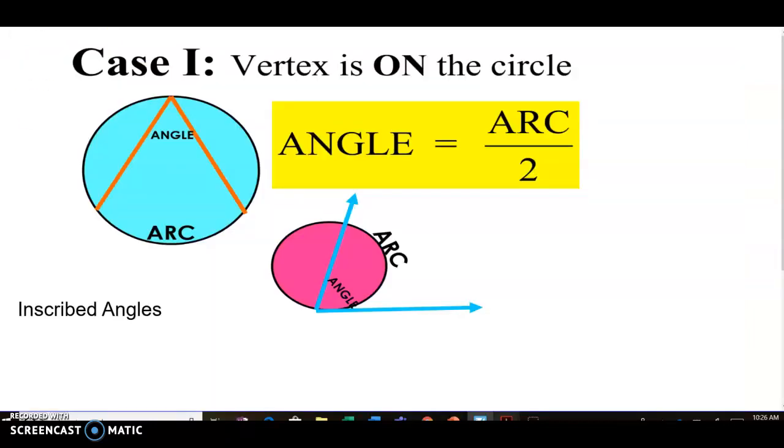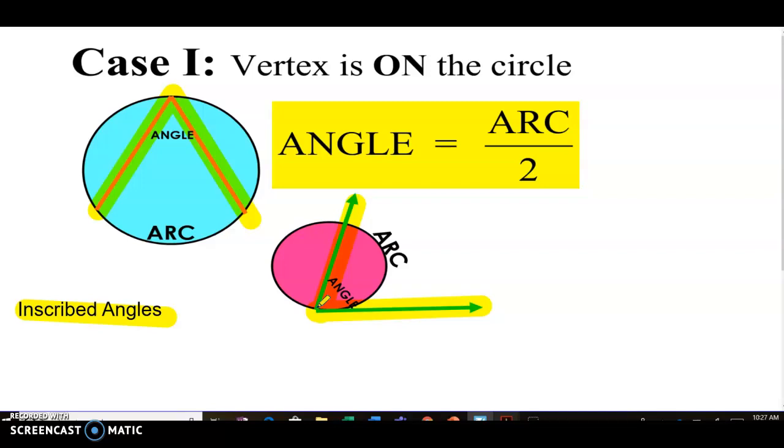So this is our main vocabulary for the day, the inscribed angles, and that means that our vertex is on the circle. So as you can see, the vertex, the corner of that angle is right here, which is on the circle. They can also look like this, where we have a secant and a tangent, and we create an angle right here, but the vertex of that angle is right there.